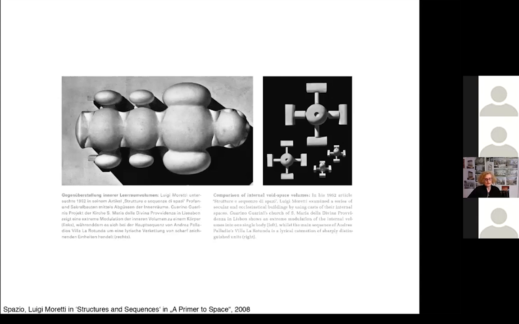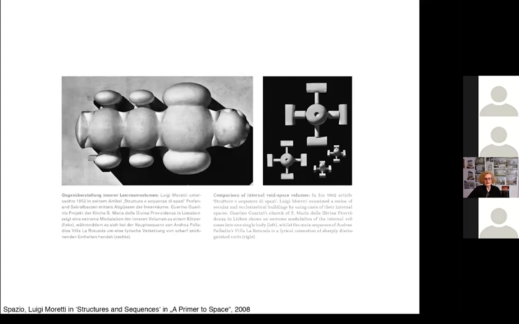So following Moretti, he comes up with four qualities of space that appear. He talks about geometric form, volume, density, and energetic pressure. In the picture on the left, you see the negative space of Guarino Guarini's Church of Santa Maria della Divina Providenza in Lisbon. And there he describes, for example, the extreme modulation of the internal volumes into one single continuous body. So each point of the space is connected to the other one, or in other words, if one cupola falls, the whole building is devastated.